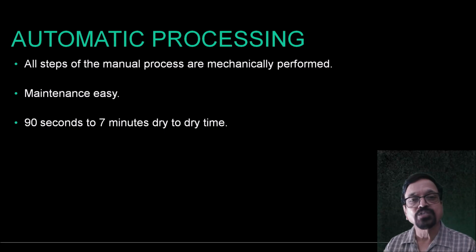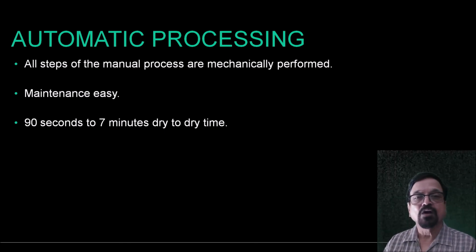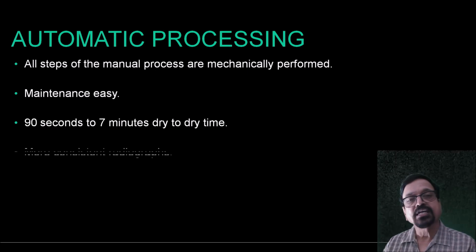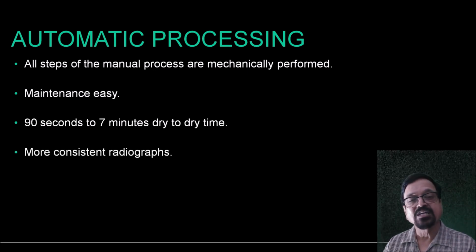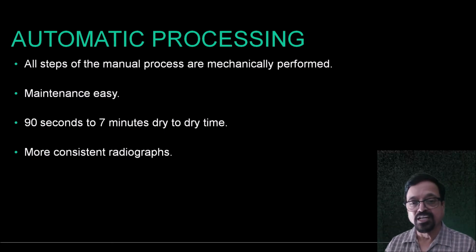From developer, film goes directly into fixer and directly goes into water. The processing time for manual is between 7 to 10 minutes. However, in automatic processor, you can reduce it to 90 seconds or also less, depending on the departmental workload and demand, and secondly the capacity of a processor.